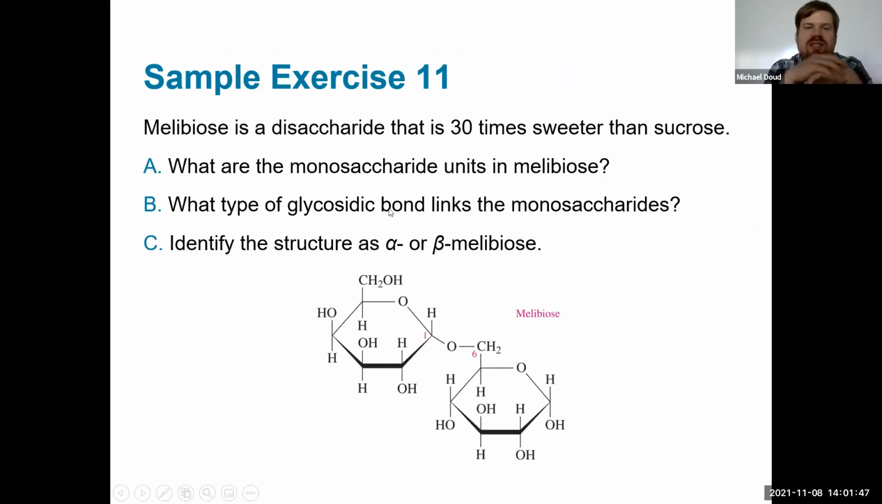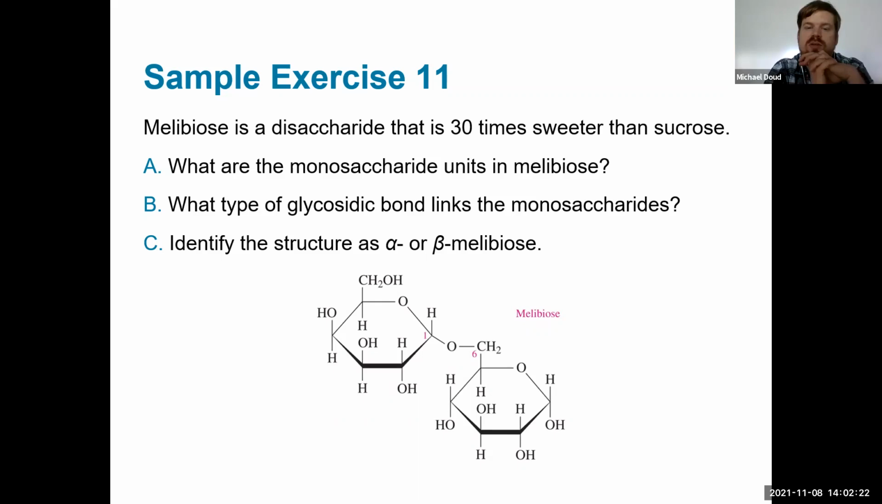So melibiose is a disaccharide that's 30 times sweeter than sucrose. Ask yourself, what are the monosaccharides in melibiose? This is a good time to look through your notes and try to figure this one out. Then ask yourself, what type of glycosidic bond links these monosaccharides? And then look at the structure and ask yourself, is this the alpha form or the beta form of melibiose? This is, again, an open-ended question, so please pause the video here, take a look through your notes, and then we'll explore what the answers are in a little bit.